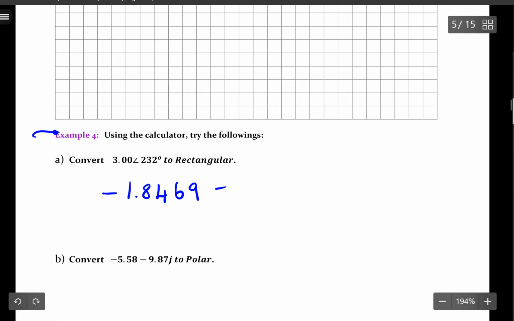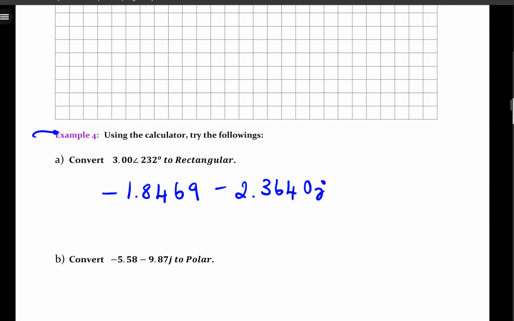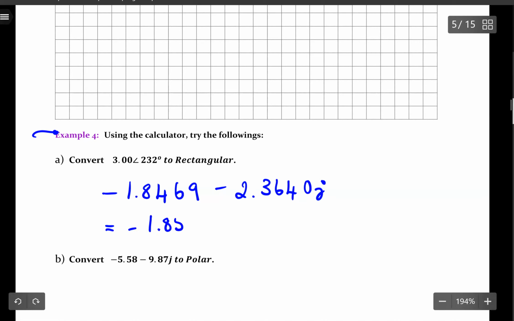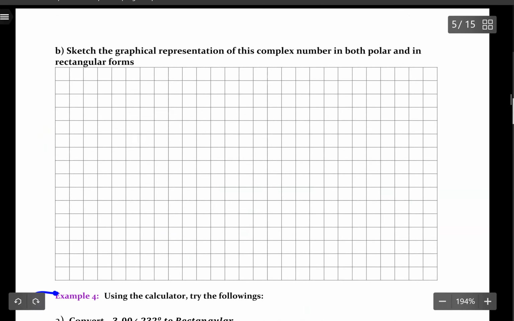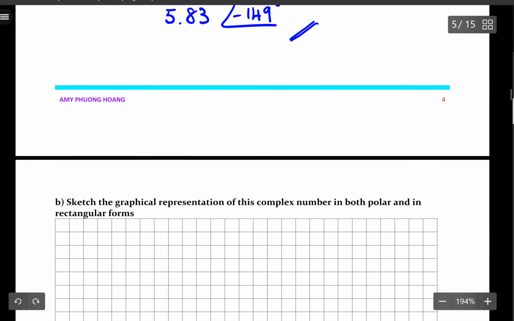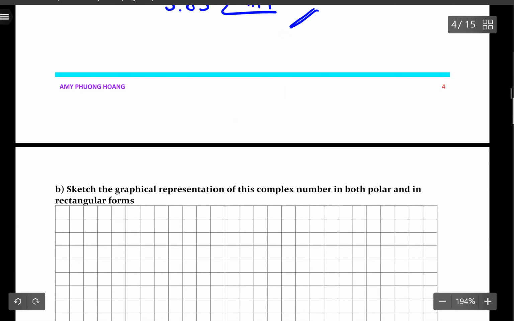The answer is -1.869 minus 2.3640J. Now in 3 significant digits, it will be -1.85 subtract 2.36J. For this one, in 3 significant digits it should be 11.3. The angle would be negative 119 degrees. Let's go back to our graphical representation of this complex number.